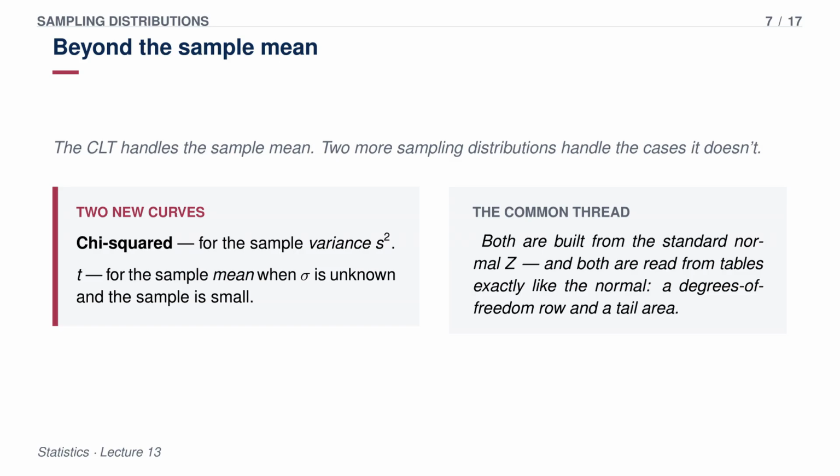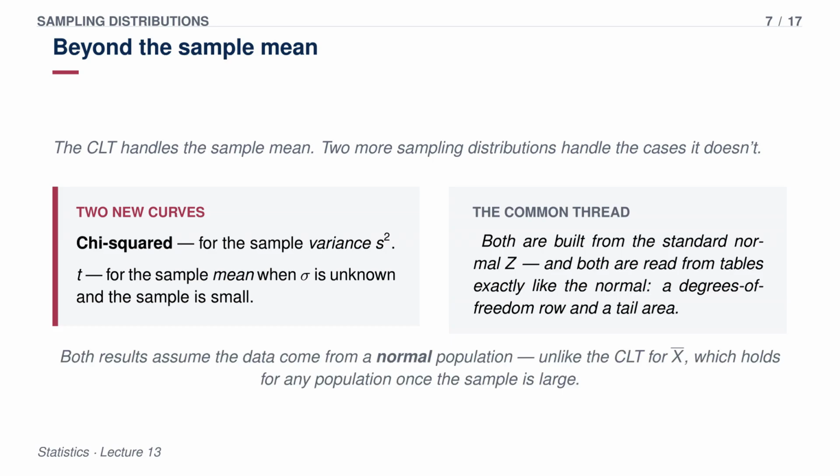Two new ones. Chi-squared, that's for the sample variance, S-squared, and the t-distribution, that's for the sample mean when sigma is unknown and the sample is small. The common thread, both are built out of the standard normal z, and both are read from a table exactly like the normal. Find your degrees of freedom row, find your tail area.